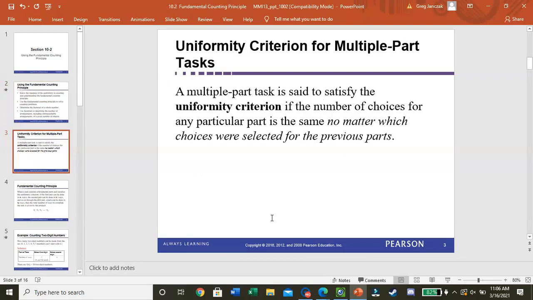Uniformity. Basically, we talk about uniformity like when you say that wearing masks on campus, everybody's uniformly wearing masks. So basically, everything's the same. Like if you're talking about the military, everybody wears a uniform, so they're uniformly wearing the same thing. So when we talk about uniformity, no matter which choice is selected, the results are the same.